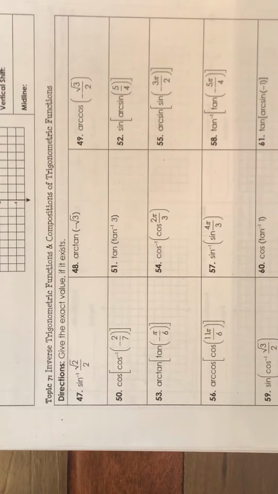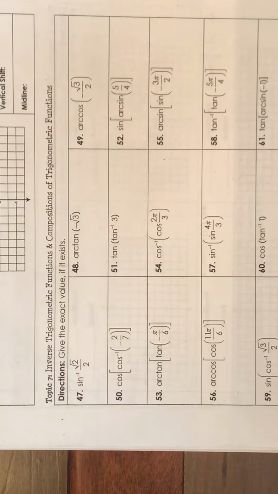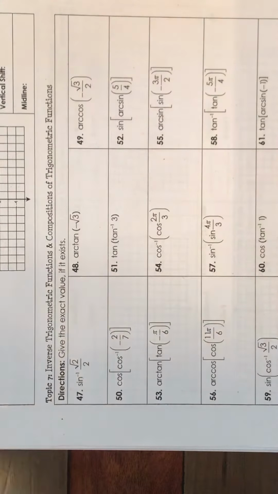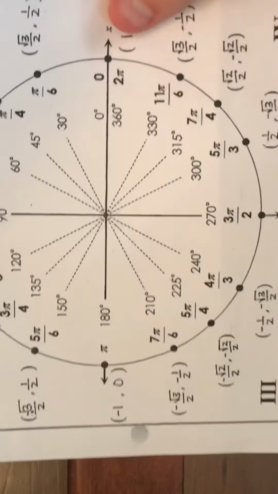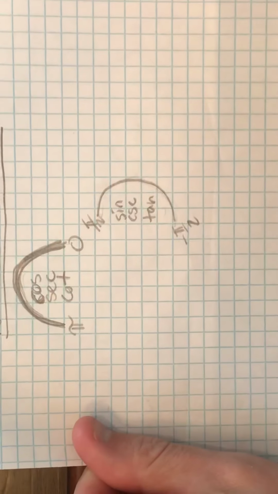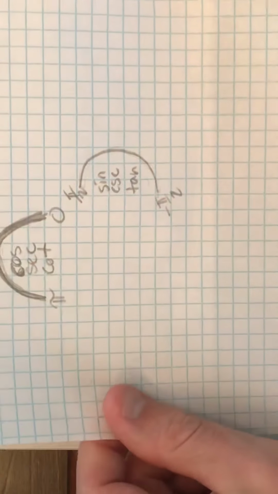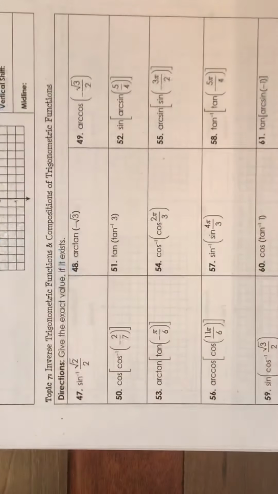Okay, guys and girls, so today we're going to review the second half of this unit, which was inverse trig functions and composition of trig functions. So a few things that you should have handy here are your unit circle, right? And then make sure that you write down your restrictions on your inverses as well, because that'll come in handy when you're finding any inverse trig expressions.